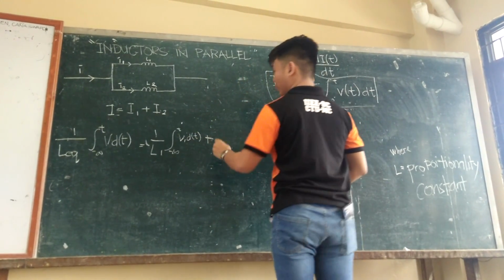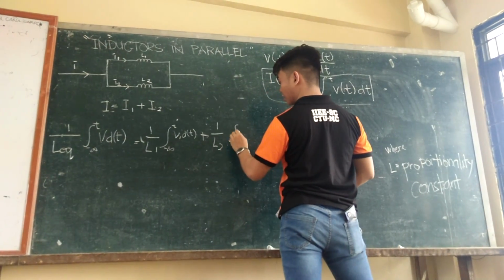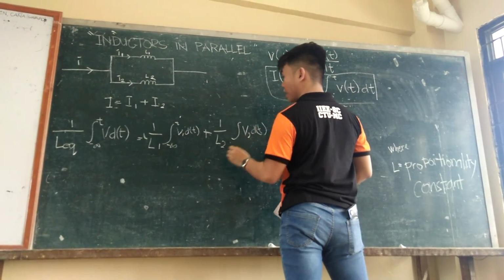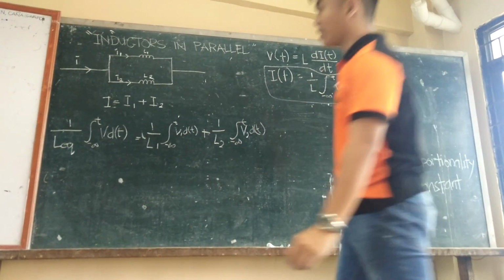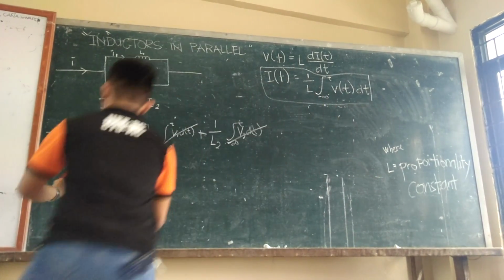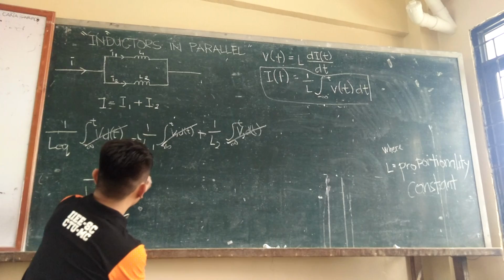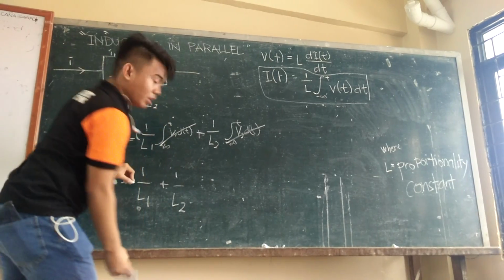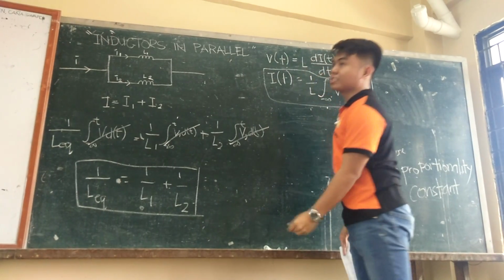Plus 1 over L2 times the integral of V dt with the limits from negative infinity. So here we can cancel out these terms, and now we will get 1 over L equivalent equals 1 over L1 plus 1 over L2. So now we have the equation for inductors in parallel.